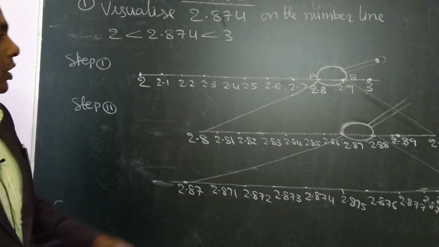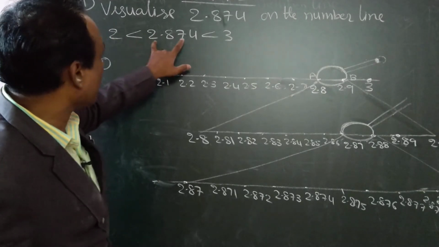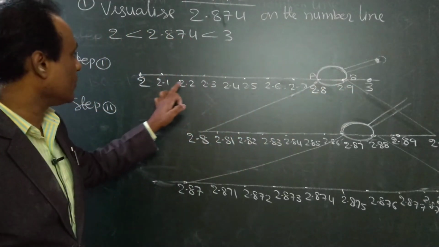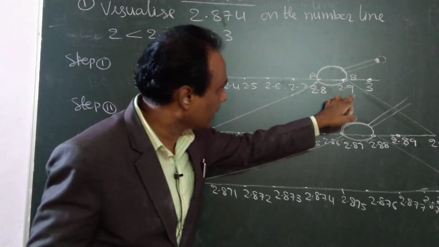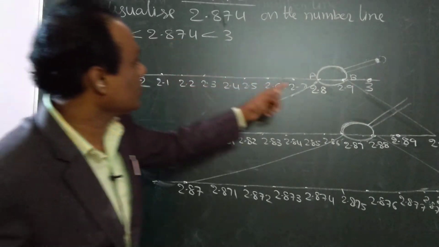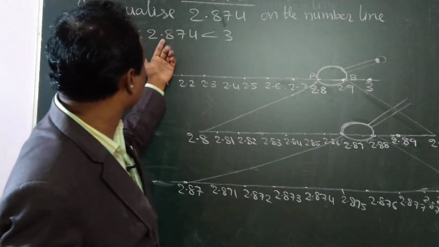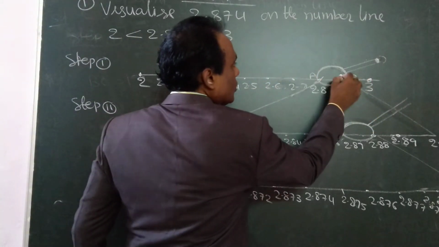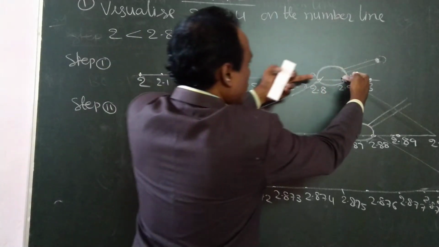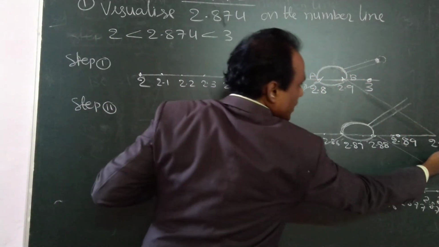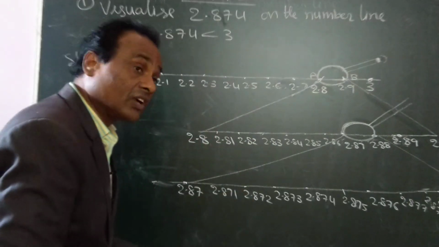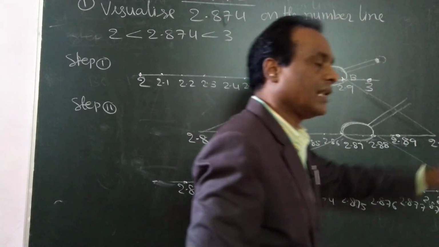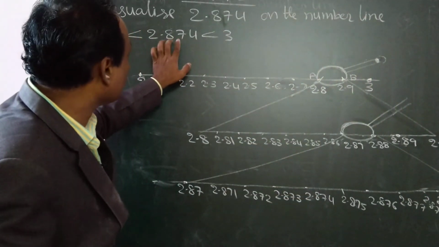See here. First, this 2.874 lies between 2 and 3. So I took 2 and 3: 2.1, 2.2, 2.3, 2.4 up to 2.9 and then 3. Because it is lying between 2.8 and 2.9, it will be greater than 2.8 and less than 2.9. Our number will lie here. So I took a magnification and magnified it. 2.8 is taken here, 2.9 is taken here, and after 2.8 you will get 2.81, 82, 83, 84, 85, 86 up to 89, 90.